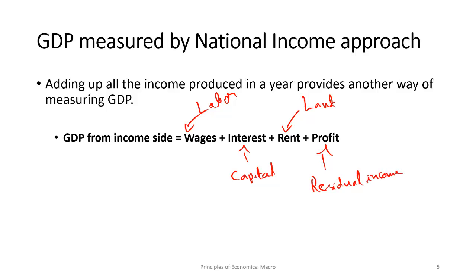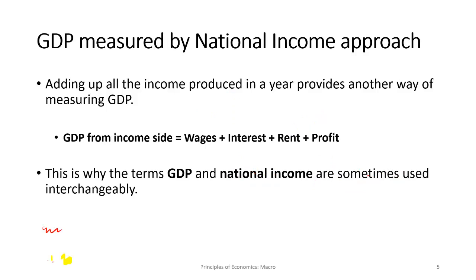Why is profit a residual income? What's typically left over after paying for land, labor, and capital is the entrepreneur's profit. So if you add up wages, interest, rent, and profit, you get GDP from the income side. And this is why the terms GDP and national income are sometimes used interchangeably, because GDP is also a measure of the income of a country, which can be measured from the consumption side, from the supply side, and that's why it's also called national income.